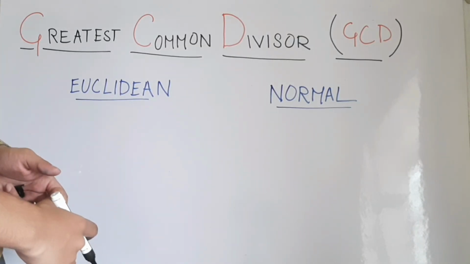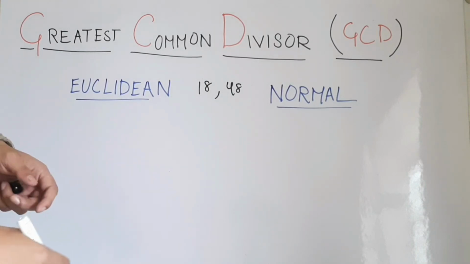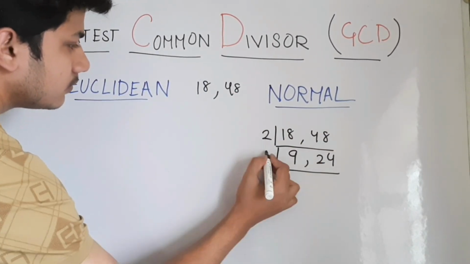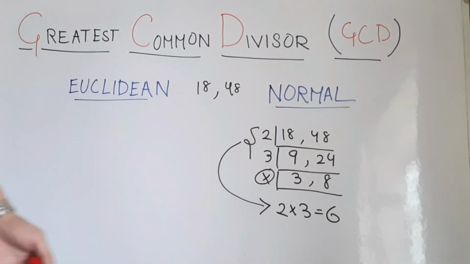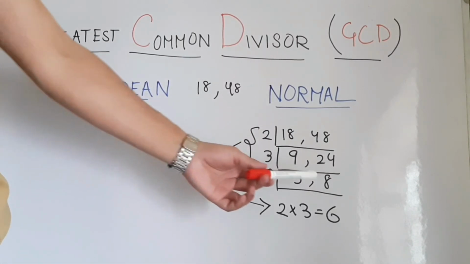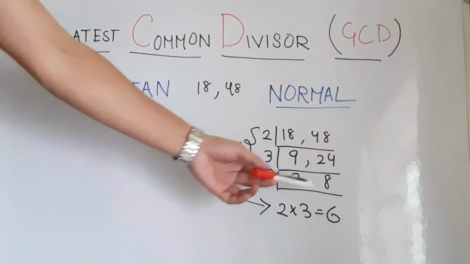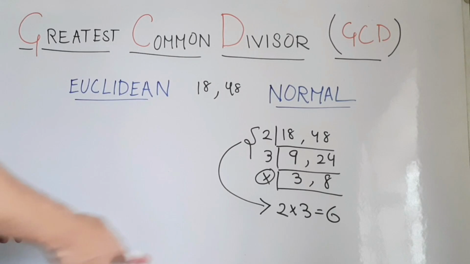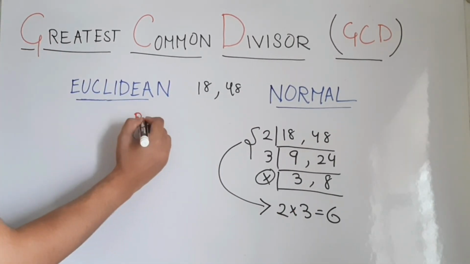Suppose we need to find the GCD of two numbers, say 18 and 48. Let's start with the normal method first. In the normal method, we tried to prime factorize the two numbers together until both the numbers can be divided by the same factor. We notice that after 3, both the numbers 3 and 8 cannot be divided by any single factor. Therefore we multiplied 2 and 3 and got 6 as a GCD. Now let's try the Euclidean algorithm.